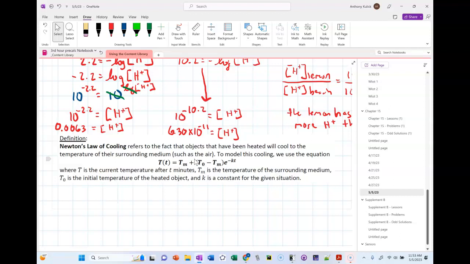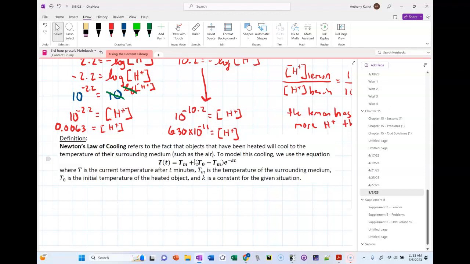And then K is a constant. K is specific to the substance that you're heating up. So if you're boiling water, the K is going to be different than if you're heating up iron, right? Because those two substances hold on to heat at a different rate and let go of heat at a different rate. So that K is going to be specific to the substance that you're dealing with.